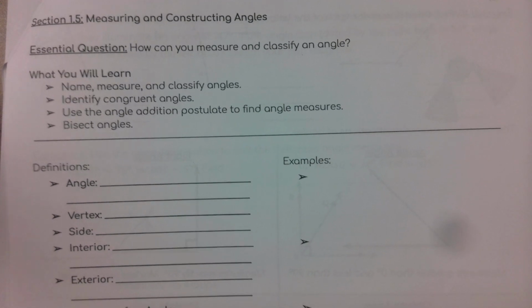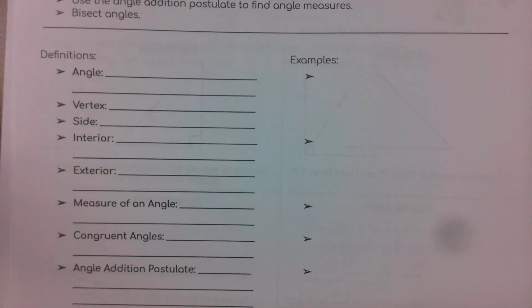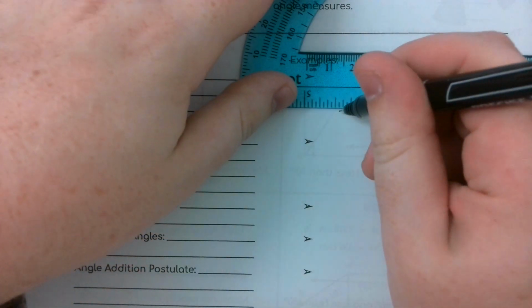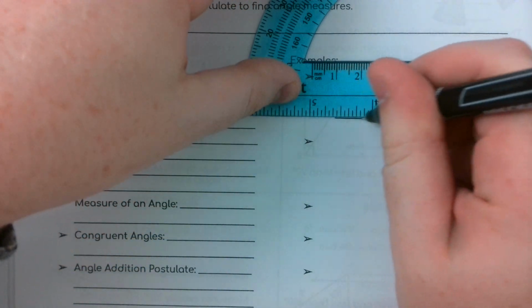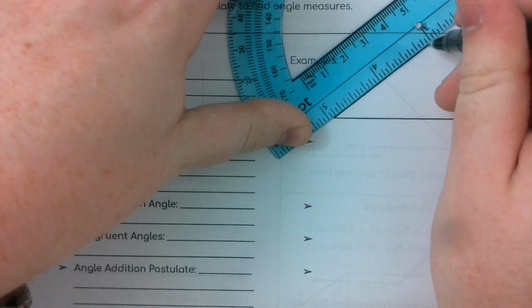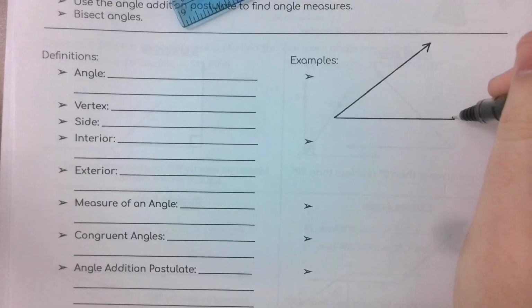Today we're taking a look at section 1.5, which is all about how to measure and construct an angle. When we're talking about angles, folks, we're talking about a very specific type of structure. Most of us know what an angle generally looks like. An angle will look something like this. You've got these two lines here, like so.